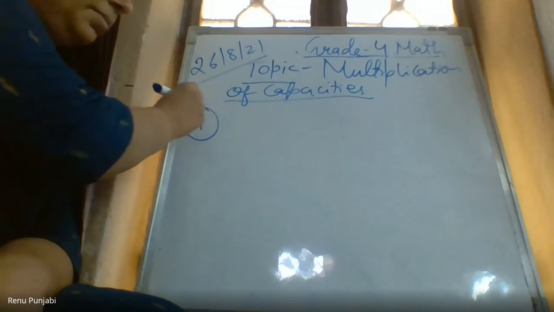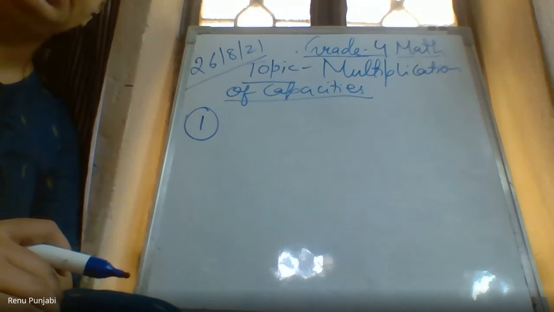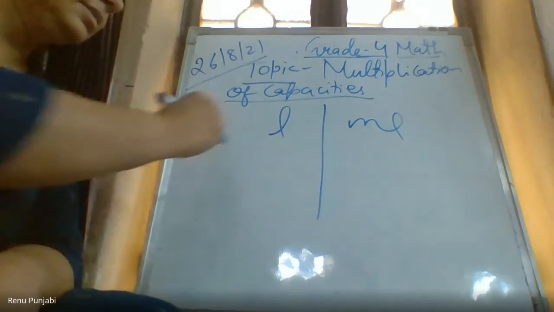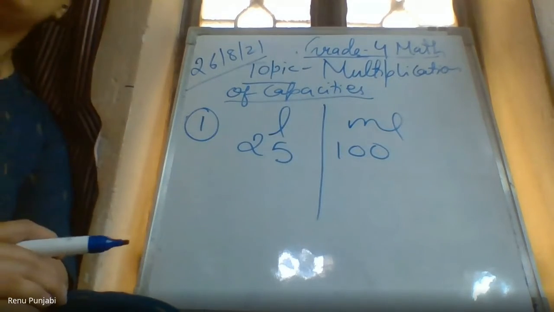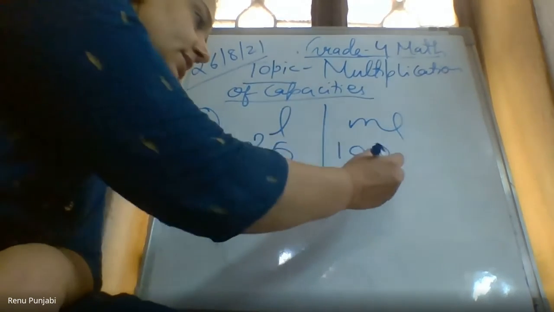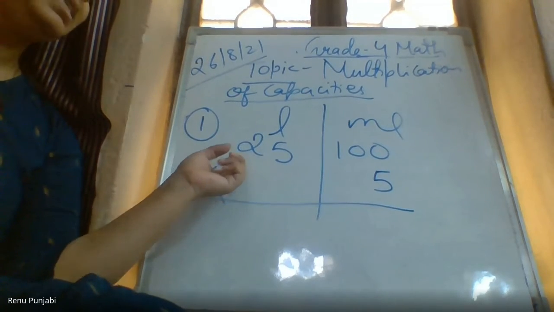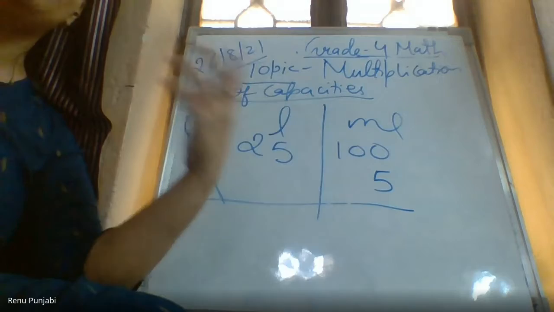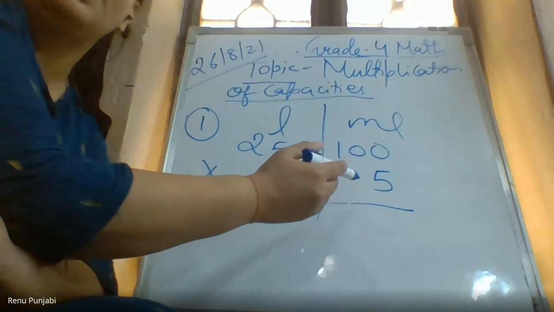Write the first sum. I have one water bottle. The capacity of that water bottle is 25 liter, 100 milliliter. How much is the water in 5 bottles? One bottle capacity is this. How much is the capacity of 5 bottles? So we multiply because we need to find the capacity of 5 bottles. 5 zeros are 0. Any number multiplied by 0 will be 0. So 5 zeros is 0.